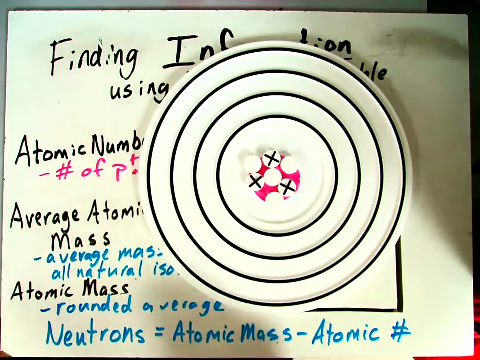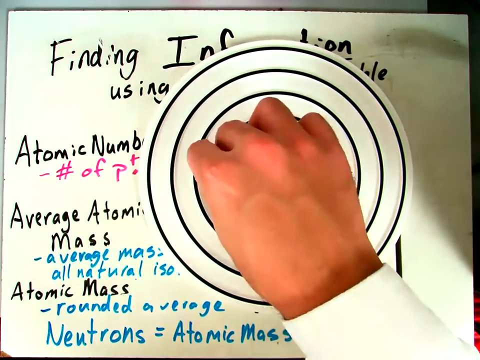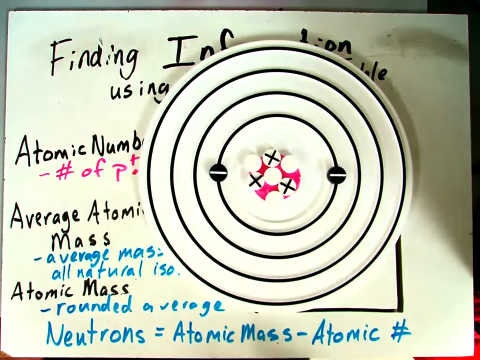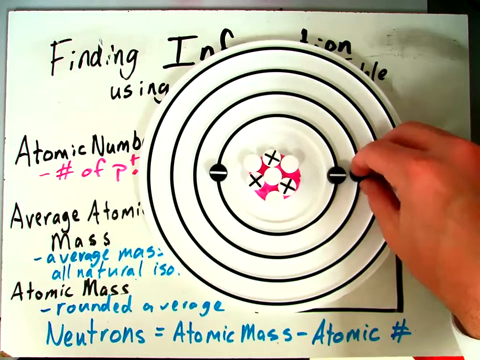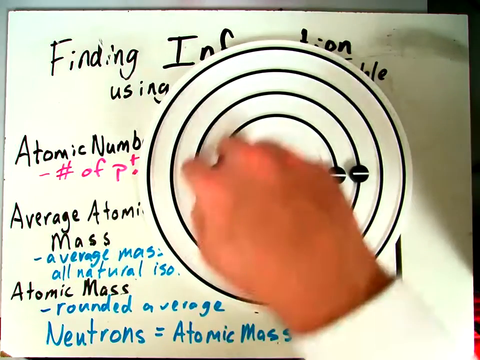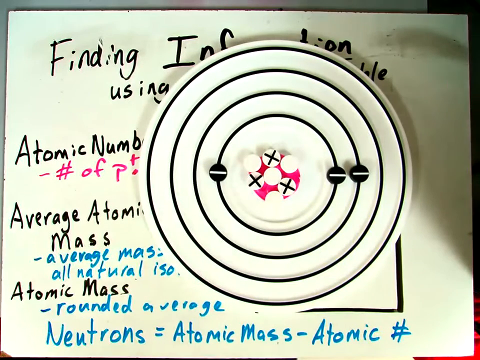Now, the rules are, so we've got our different orbits here. The rules are the first orbit can only hold 2. So there's my 2 electrons on that innermost orbit. Then the third electron would go on the next orbit. This orbit here can hold 8. And that's all we really need to know about.